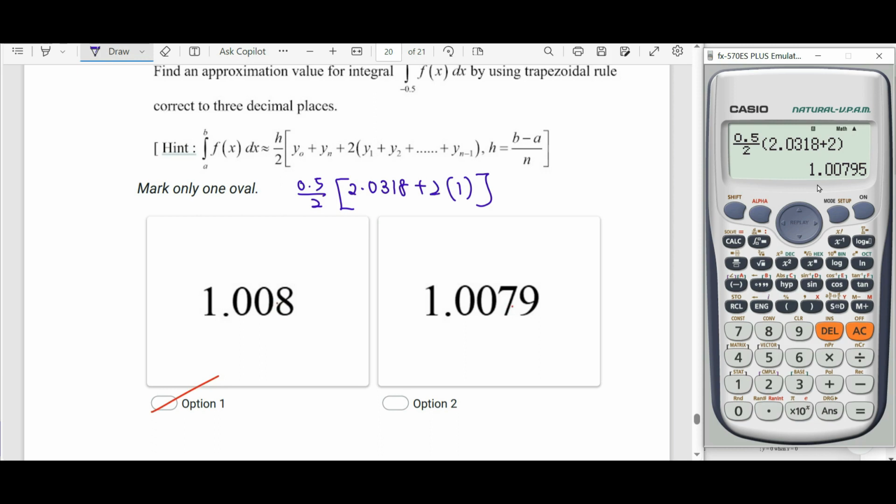So our answer will be equal to 1.00795. They want us to correct to 3 decimal places. So the 79 will be rounded off to 1.008. So our answer is this. So that's all for this discussion.